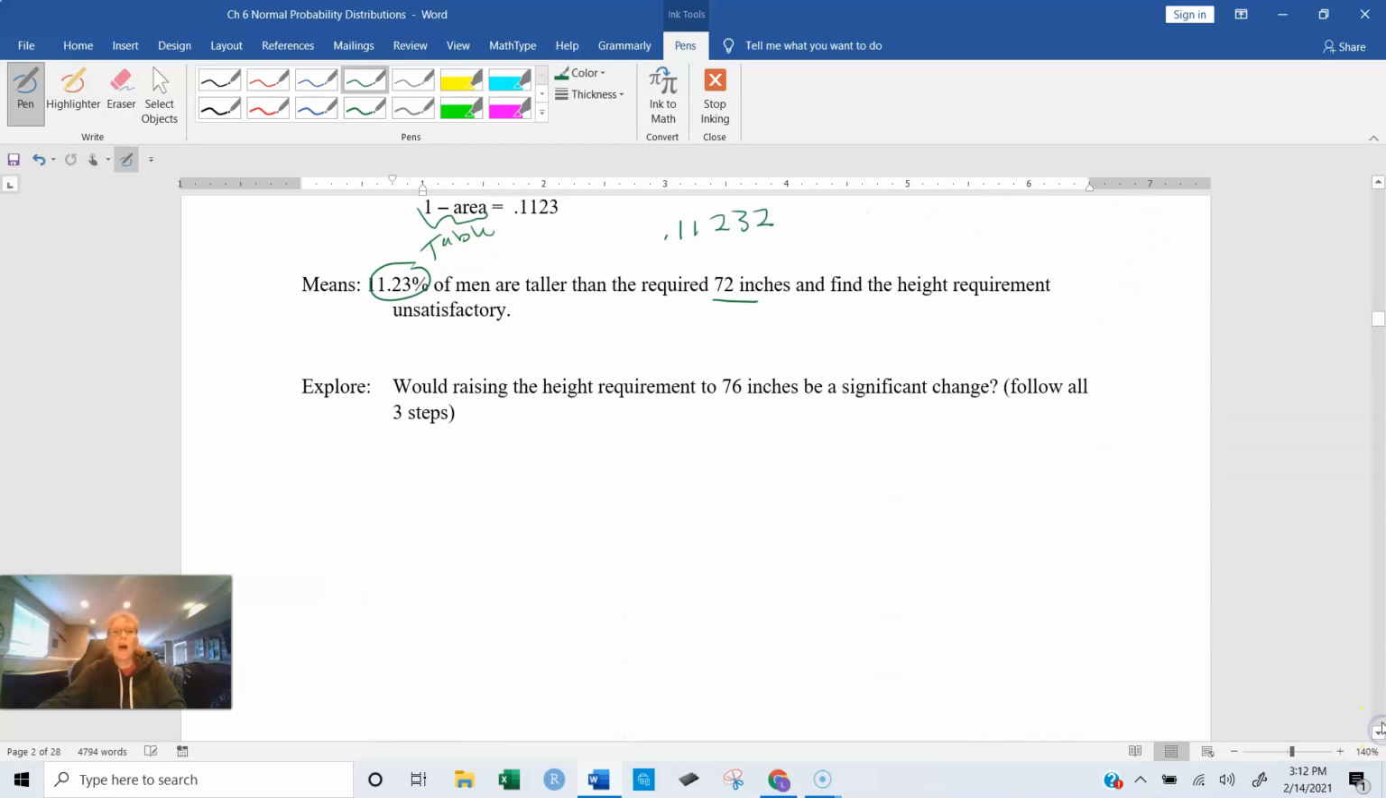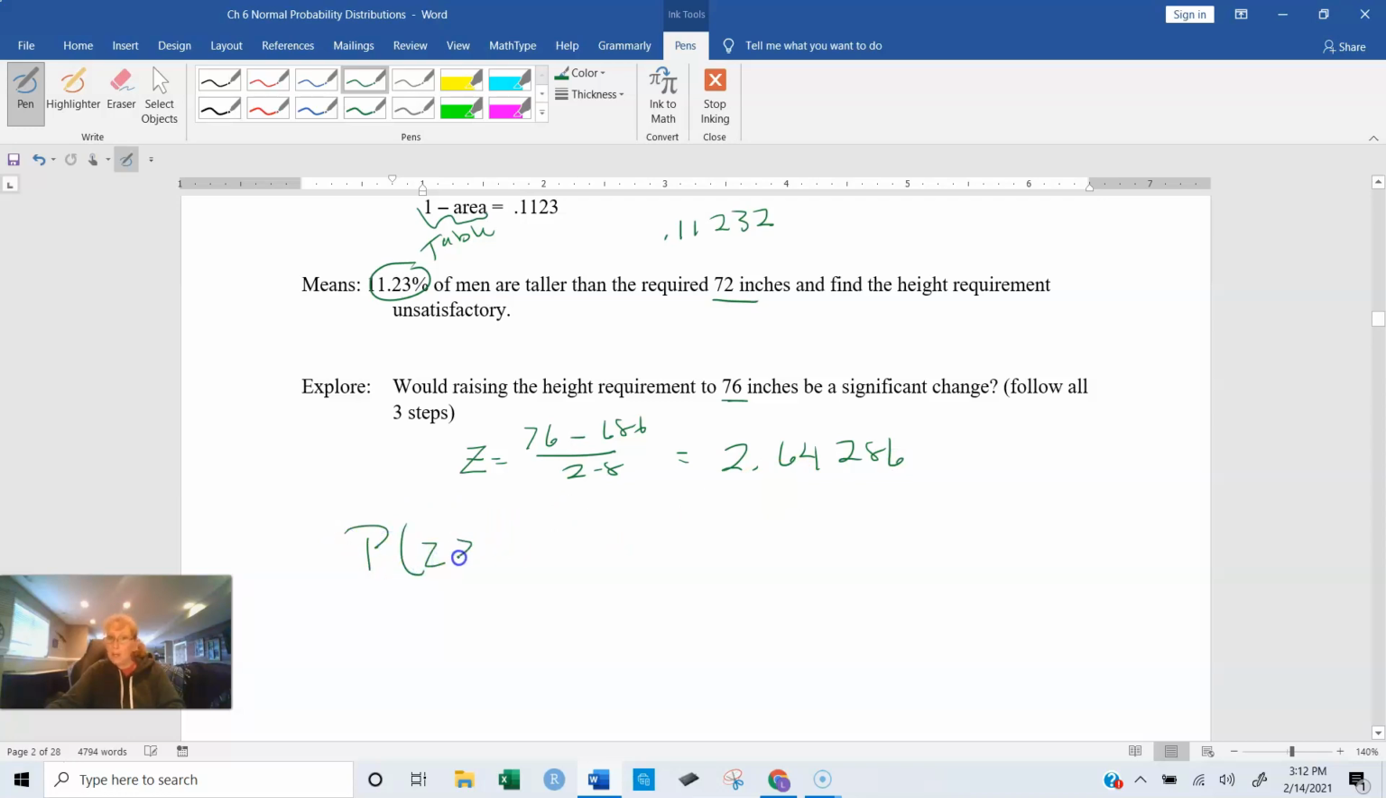So now I want you to stop and see if raising it to 76 inches would make a difference. Okay, first step, you should have found your z-score. Your 76 minus 68.6 divided by your 2.8. Remember, you're rounding that out to at least 5 decimals. So you should have 2.64286. You should have typed that into your StatDisk.